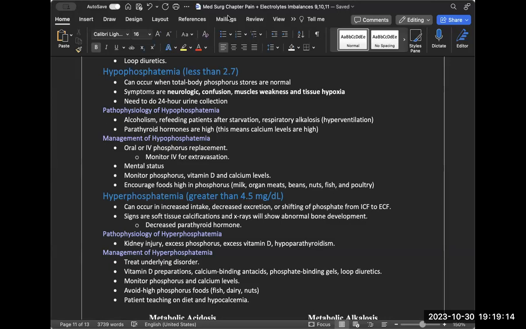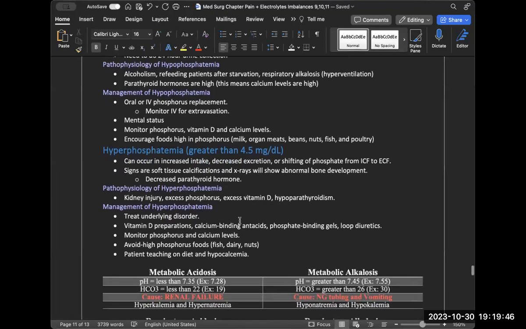With these patients, we want to watch out for mental status changes, things like that. And we want to increase their phosphorus. We can find that in beans and you could also find it in chocolate. So, as I said, high calcium, hypercalcemia, has the same signs and symptoms as hypophosphatemia. They are the exact same.